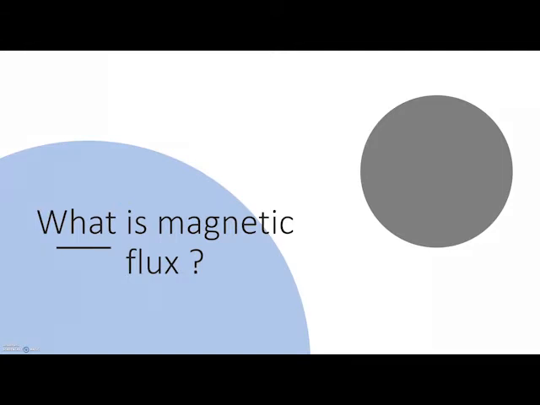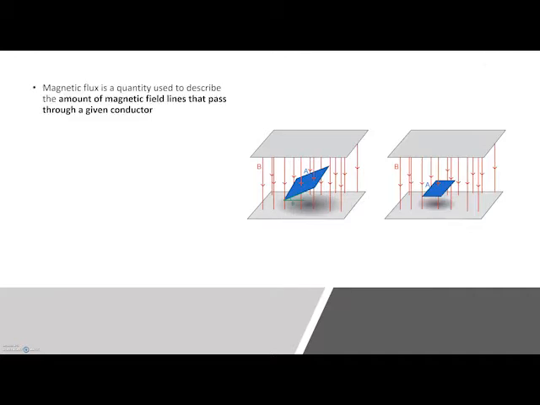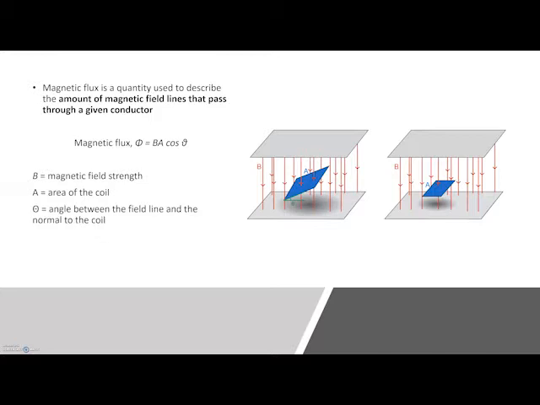What is magnetic flux? Magnetic flux is a quantity used to describe the amount of magnetic field lines that pass through a given conductor. Given the formula, magnetic flux equals BA cos theta, where B is the magnetic field strength, A is the area of the coil, and theta is the angle between the field line and the normal to the coil.